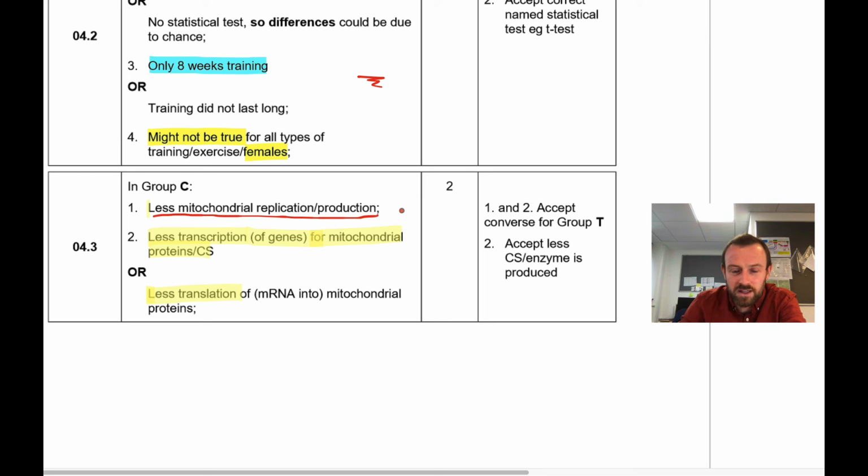I wonder if it would have accepted less DNA replication or more DNA replication. I don't know. Not sure whether that would have been accepted or not. I think perhaps, but I'm not sure.